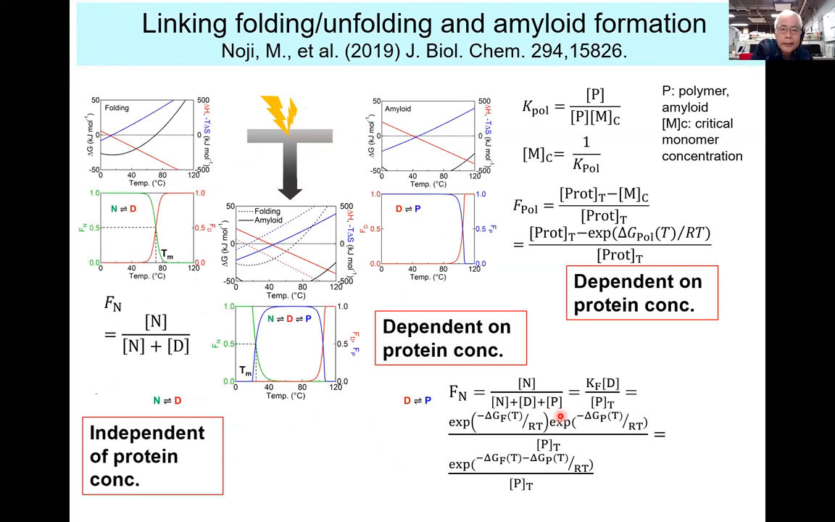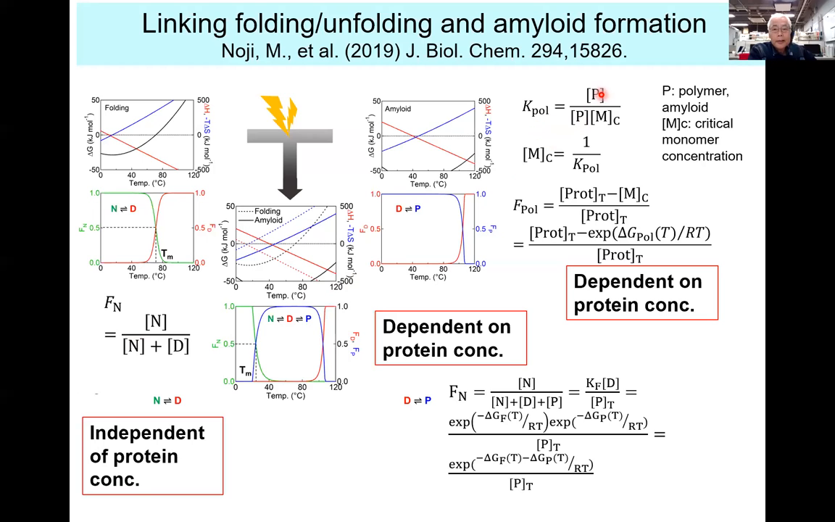So we come to these equations. And the equation is, in fact, not so complicated, just simple. On this side, you see native, denatured, native, unfolded. And you can obtain this kind of equation for the fraction of the native state. And for the amyloid fibers, this is just the most simple equation mechanism.